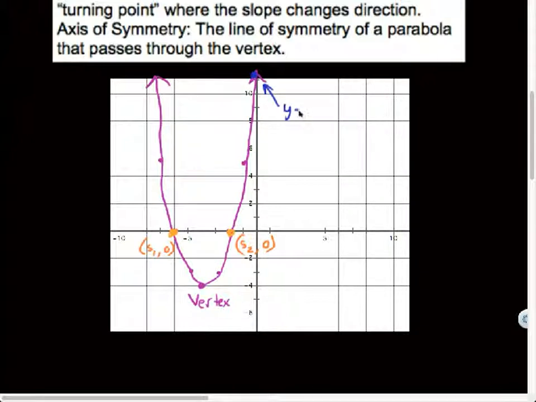So I'll just label this as the Y-intercept. And that would have been 0, comma, we'll actually refer to that as C. You'll see Y later on. And let's see, what else do we got?